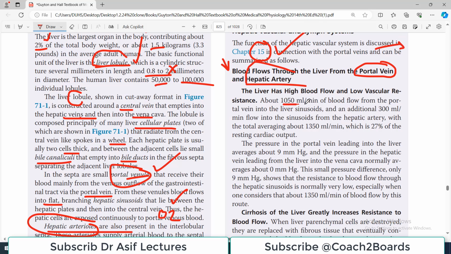About more than a liter of blood per minute flows from the portal vein into the liver sinusoid. An additional 300 milliliters per minute flow into the sinusoids from the hepatic artery. So that's a total of like 1300 milliliters, about 1.5 liters, okay, which is about 27% of the cardiac output.